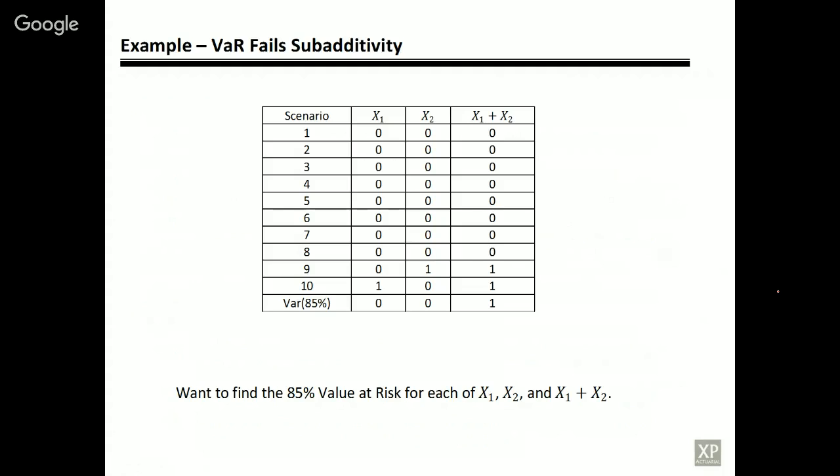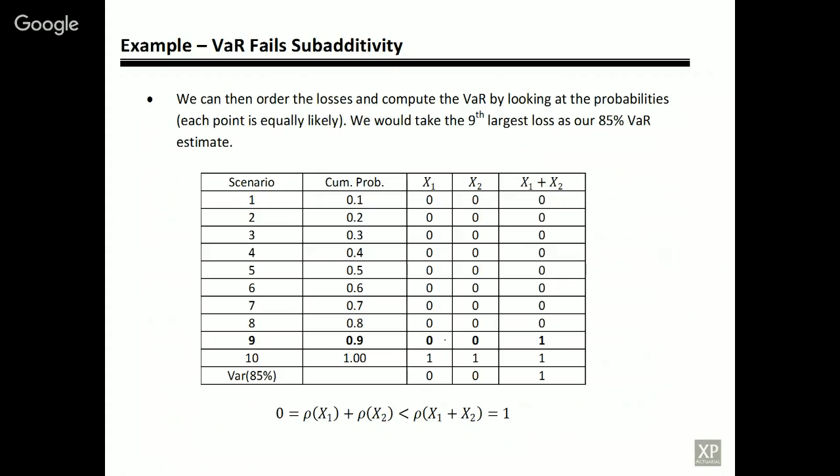One thing that I always like to do before the exam is memorize an example of showing how VAR fails subadditivity and how variance or standard deviation fails monotonicity. I've shown a quick example here that you can memorize. First, you provide values for X1 and X2, and you put 1 as the loss in scenario 10 and 1 as the loss in scenario 9. Then the loss for X1 plus X2 would be 1 in 9 and 1 in 10. Then all you do is you order each of these losses: 0 through 1, 0 to 1, 0 to 1, and 1.